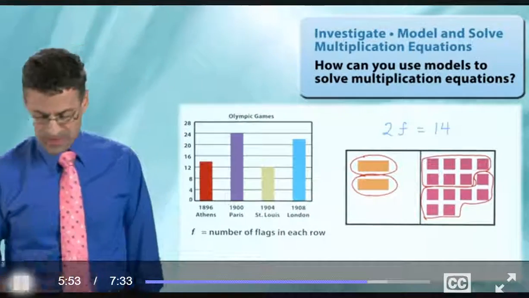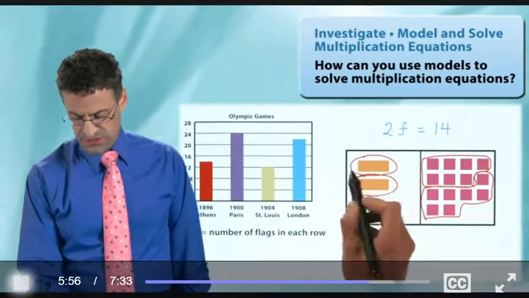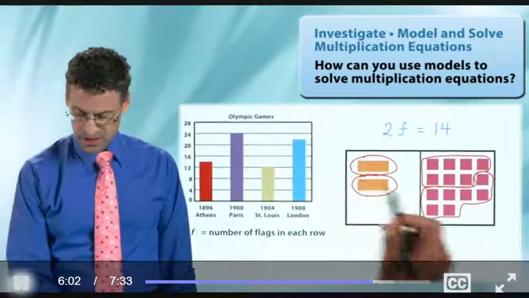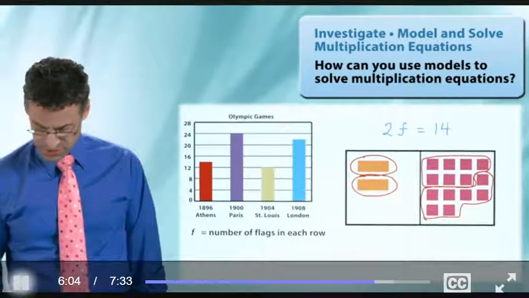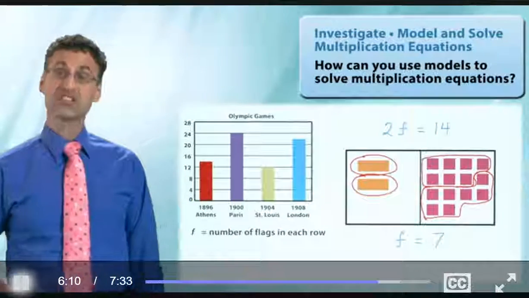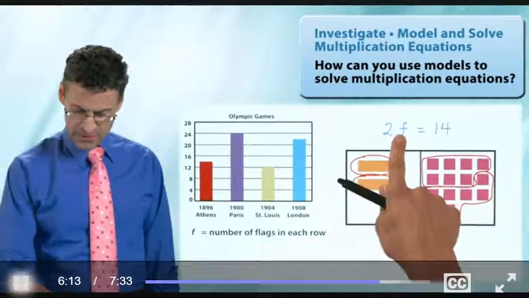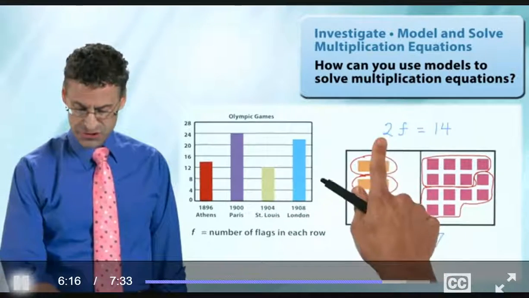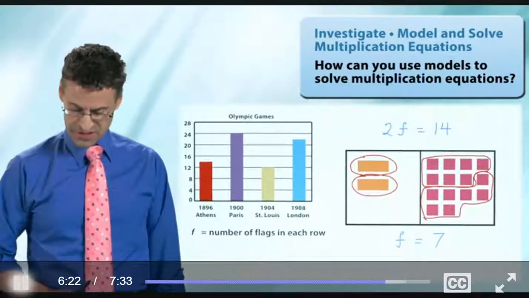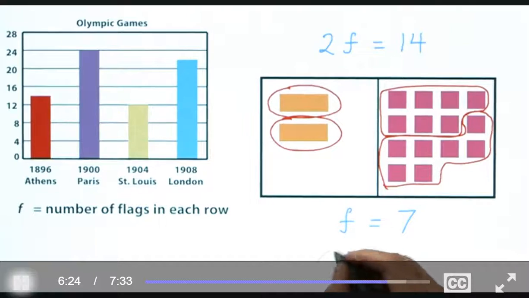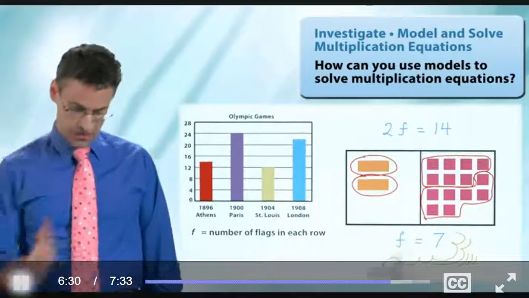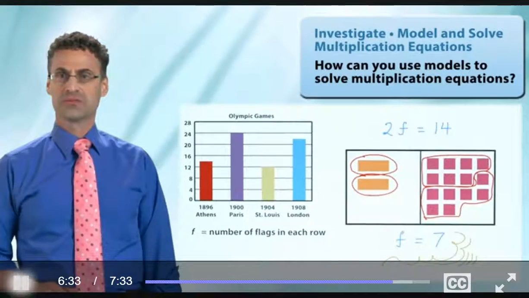Good. Okay, so what does that mean? It means that any one of these circled things must equal any one of the circled things here. Well, that means that f, the unknown, must equal 7. And so what we conclude is that f equals 7. And we can actually check and see if that's really correct. If I let f equal 7, is this going to be a true statement? Is 2 times 7 equal to 14? It sure is. And so that tells me that we actually have the correct answer. So the answer is f equals 7, which means there'd be 7 flags in each row, and that together would give us the 14 flags.